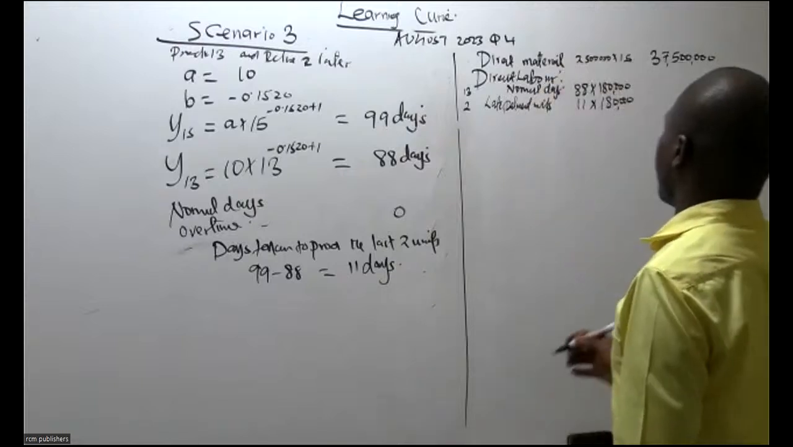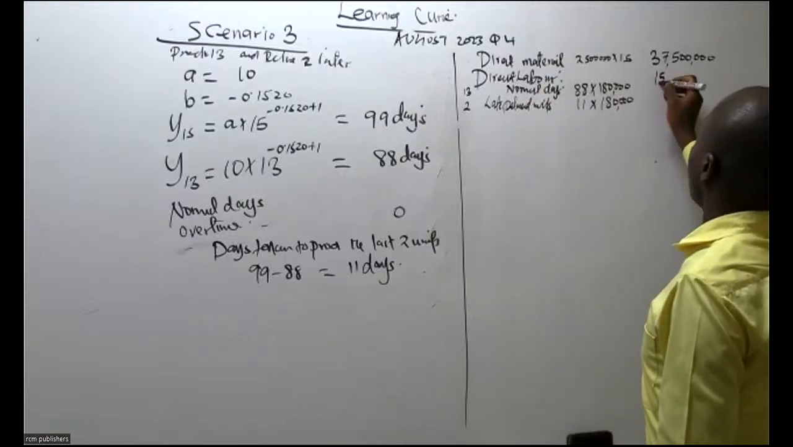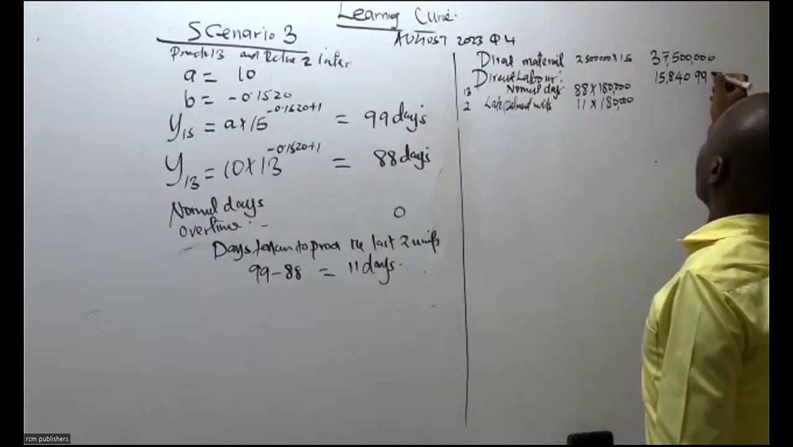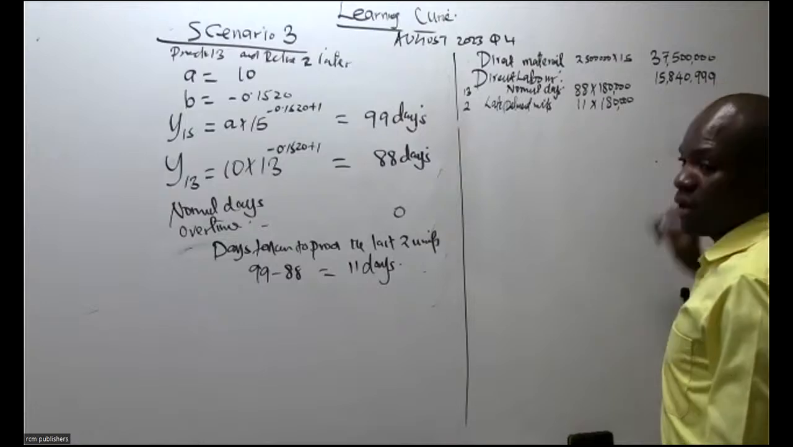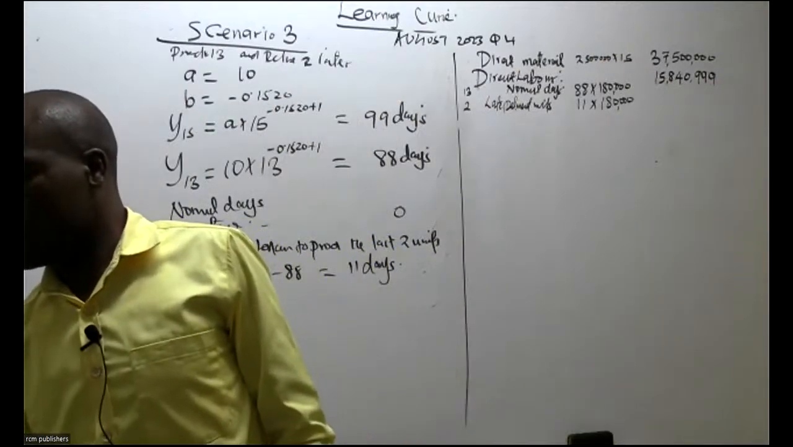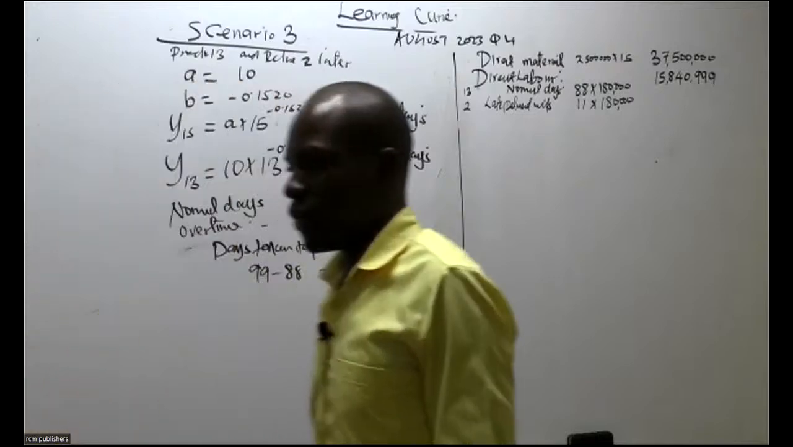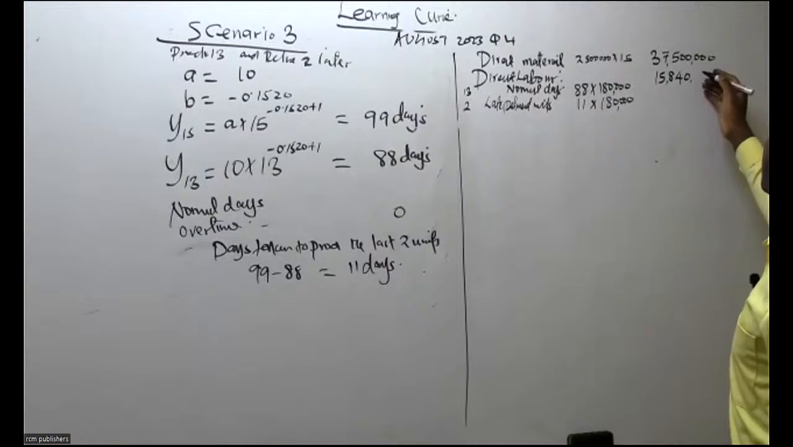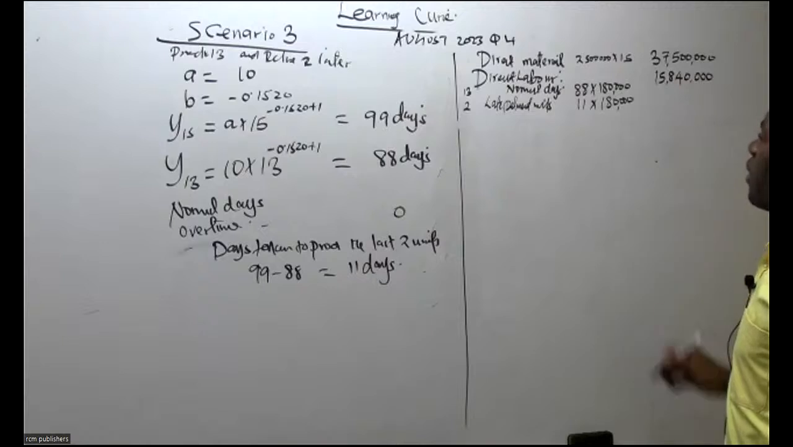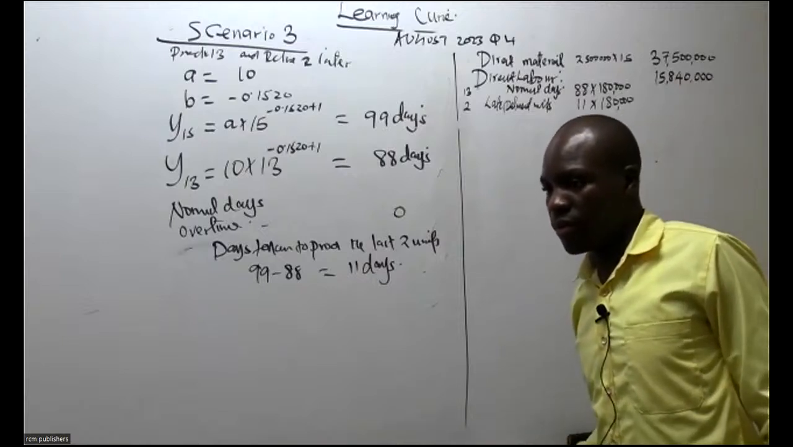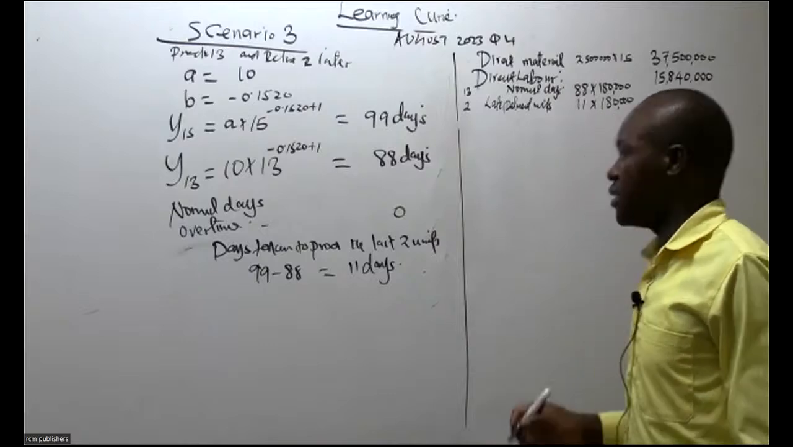15,840,999. Somebody is giving me that. I want to see what majority are giving me. 1540. So let me work with majority. You can check on that and let me confirm whoever is correct. Then 11 by 180,000 tunakuwa na ngapi? 1,980,000.